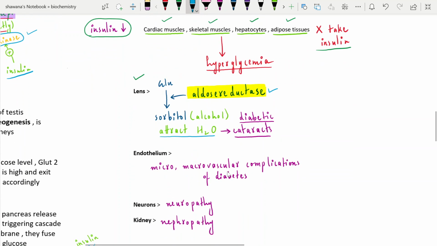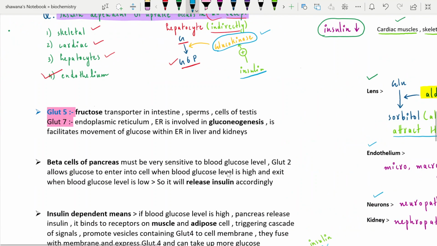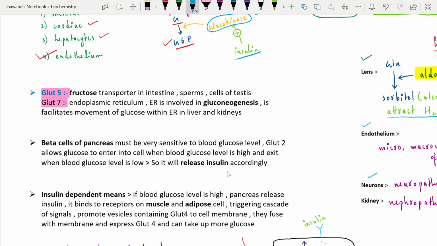The next effect of hyperglycemia is on the endothelium. Endothelium results in micro and macrovascular complications of diabetes. As you know, capillaries, arteries, and arterioles comprise endothelial cells, so they result in the complications of diabetes. In neurons, neuropathy, and in kidney, nephropathy. Diabetic nephropathy and diabetic neuropathy are complications of hyperglycemia when the insulin level drops, and these tissues suffer from the hyperglycemia.